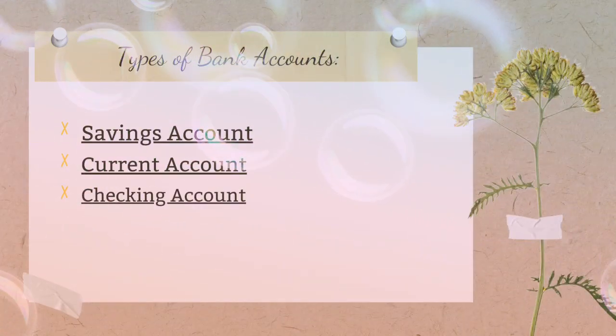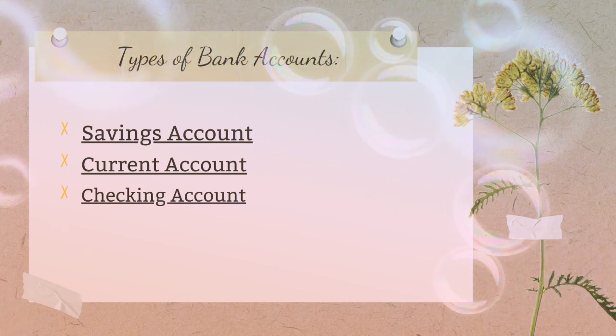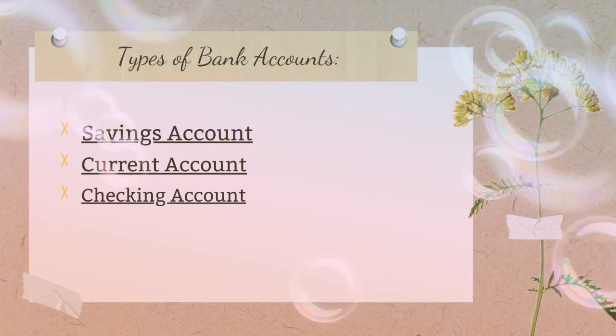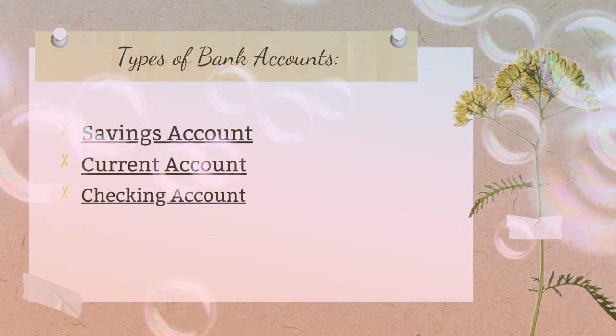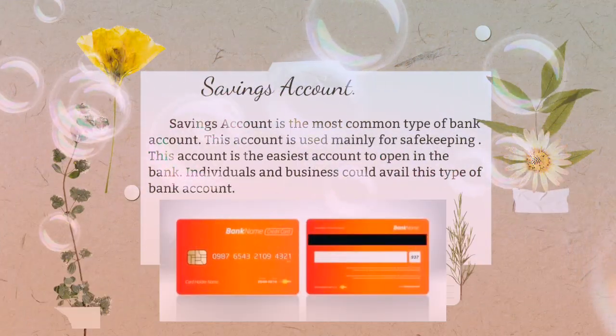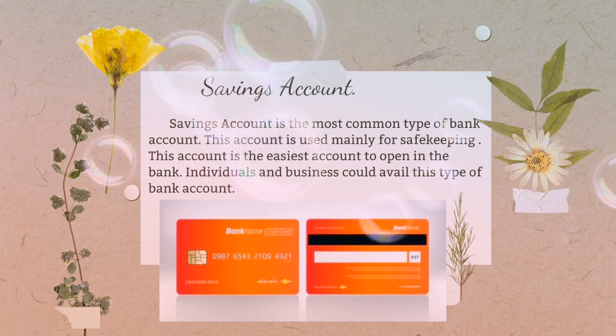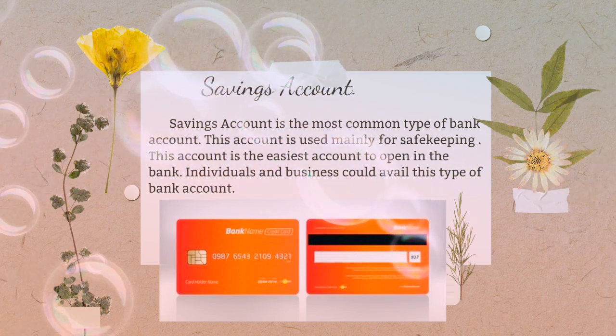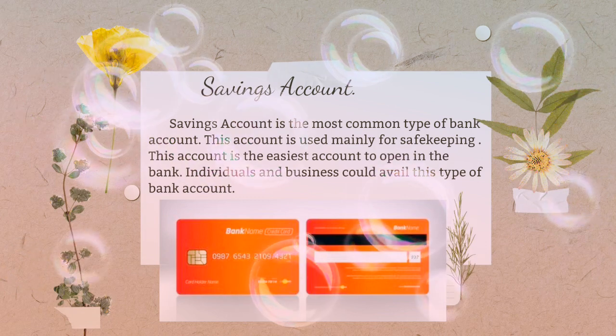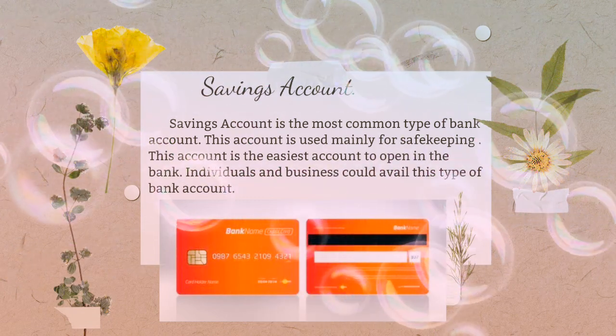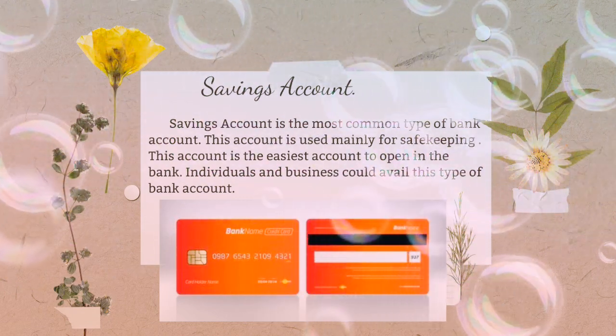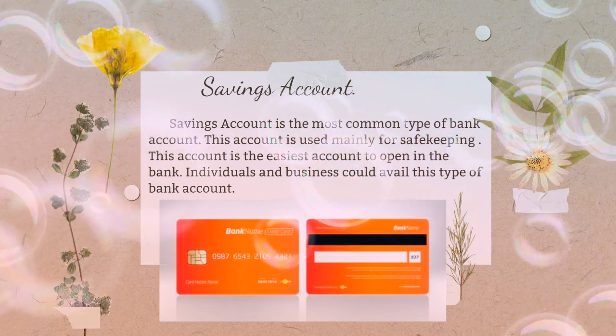We have three types of bank accounts. First, savings account. Second, current account. Third, checking account. Savings account is the most common type of bank account. This account is used mainly for safekeeping. This account is the easiest account to open in the bank. Individuals and businesses could avail of this type of bank account.